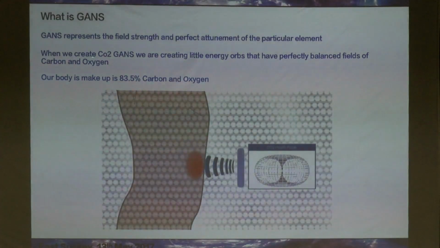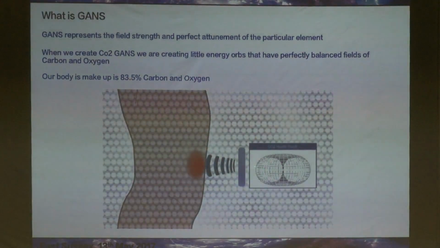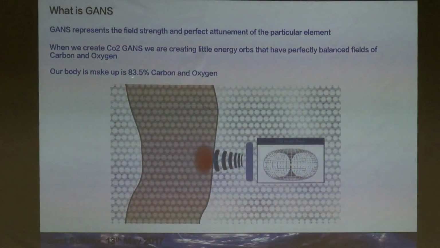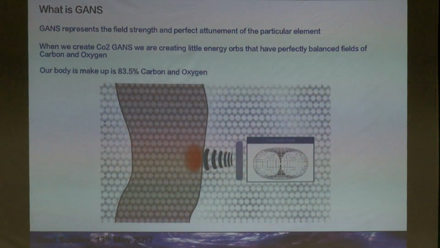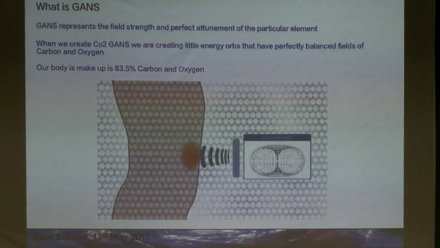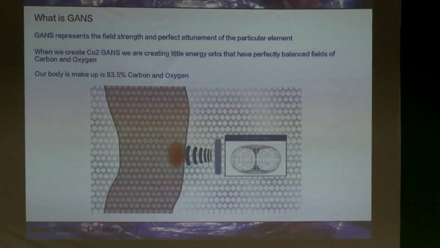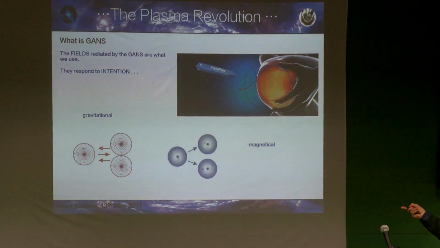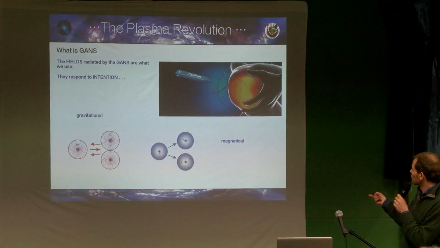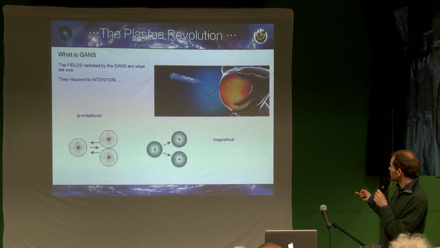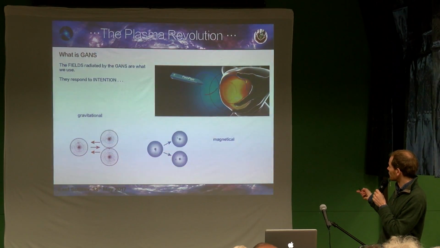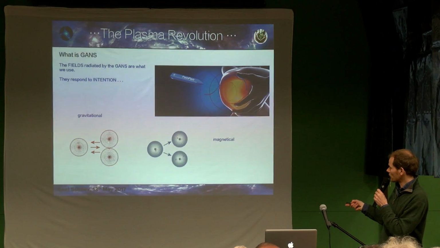So whatever element I'm talking about, we've got the CO2 GANS. So it's the little energy orb of CO2 GANS radiating into the body. Our body's 80% of these, and the other 20% are just the hydrogen and nitrogen. So between these four, we've got most things. And it's bringing that balance. We've got another, yeah. So they radiate, and they just bring that balance. If there's too much energy in here, it will be balanced by the gravitational, and so on. Gravitational will be attracting, magnetical is repelling.